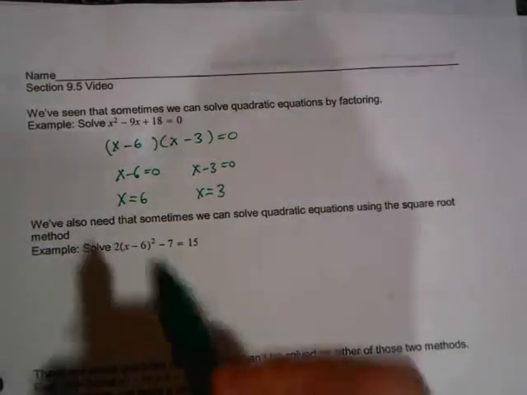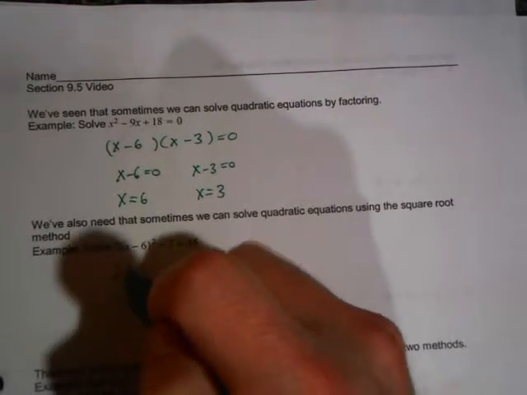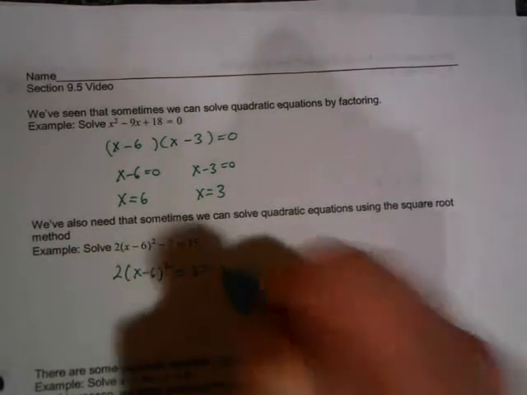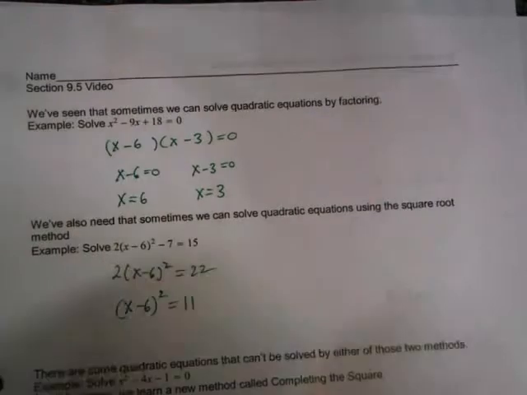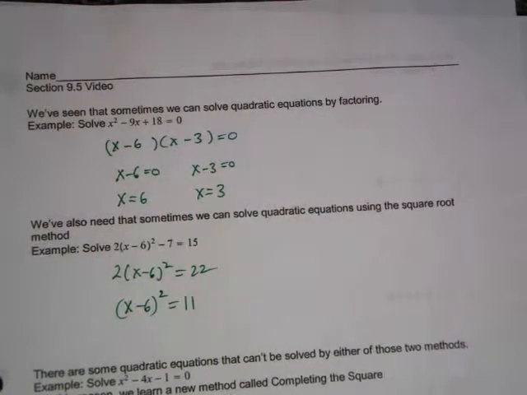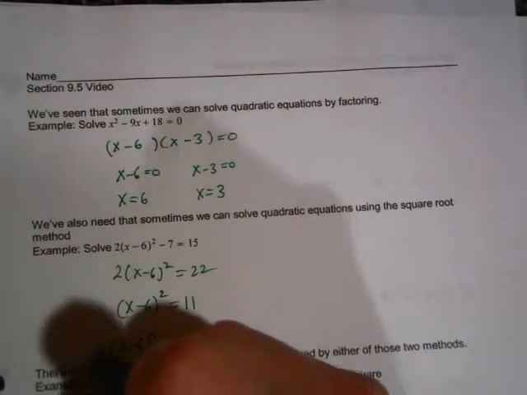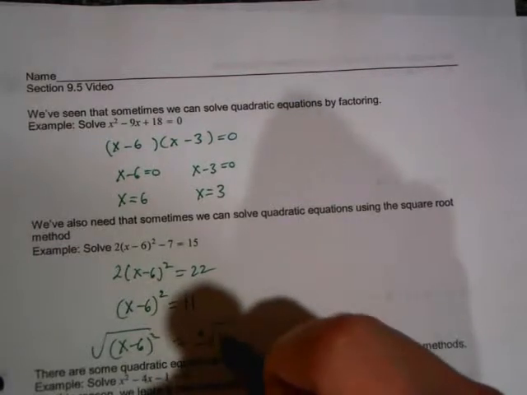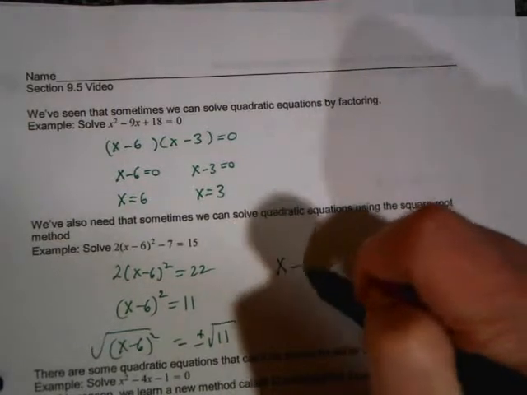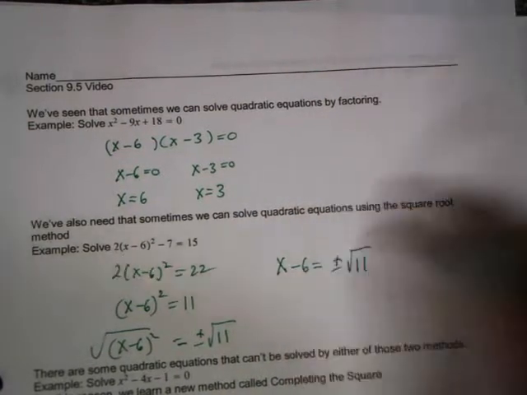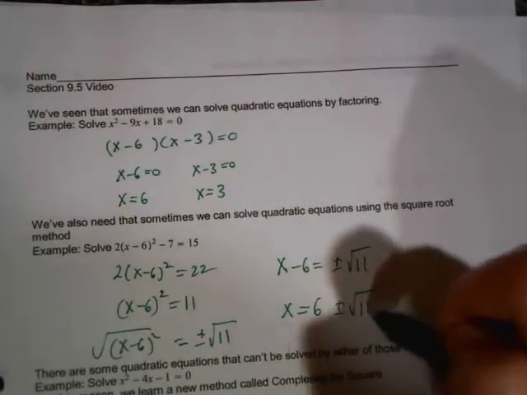So to use the square root method, we've got to get the square thing all by itself first, which means we add 7 to both sides. 2 times x minus 6 squared equals 22. We divide both sides by 2. X minus 6 squared is 11, and this is why this is called the square root method. To get rid of that square, we do a square root on both sides. And when we do square roots, we remember that there are two of them, a positive one and a negative one. We have x minus 6 equals plus and minus square root of 11. So we add, x equals 6 plus and minus square root of 11.